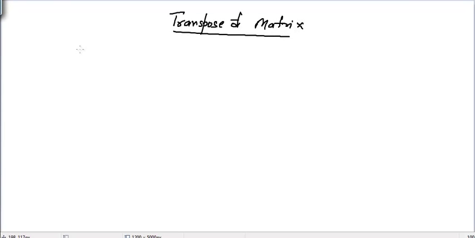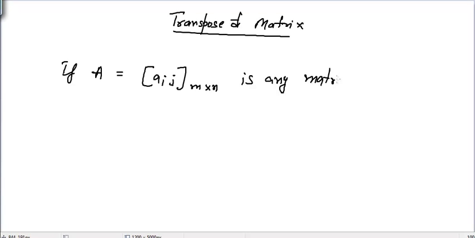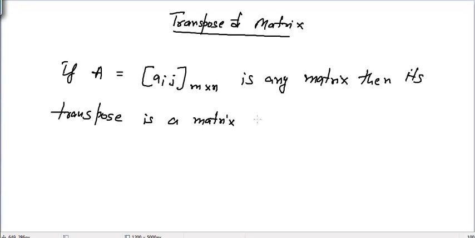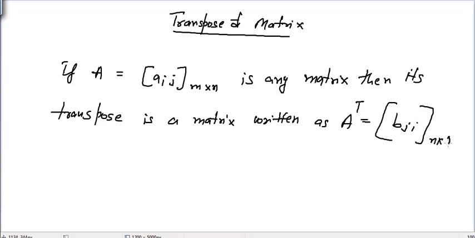So by definition of transpose of matrix we can say if A is equal to Aij, m cross n, is any matrix, then its transpose is a matrix written as A transpose equal to Bji, n cross m, where Bji is equal to Aij.